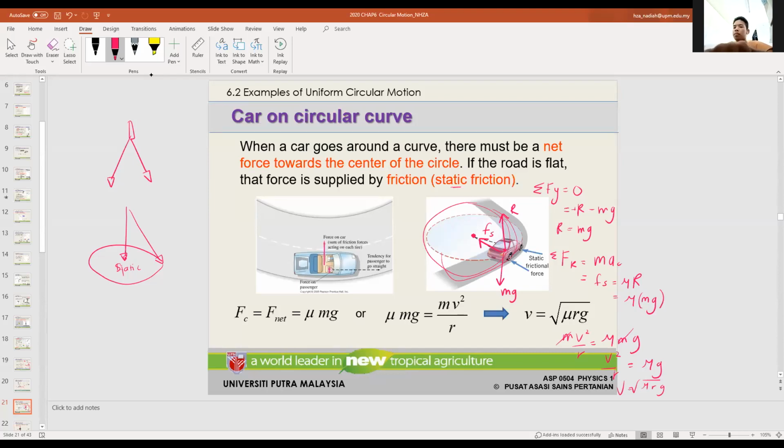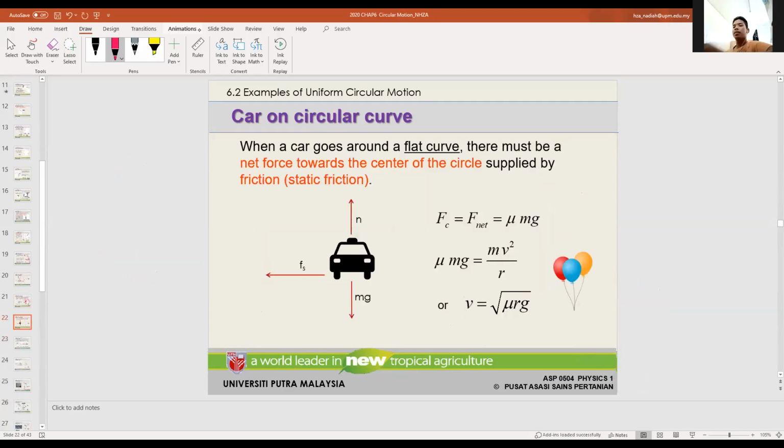Sebab benda ni tak intuitif. Bagi saya it's hard to imagine. So saya would imagine jangka lukis. Jangka lukis kena ada static kat tengah. That is what is happening for the car as well. You have static friction pointing towards the center for you to have circular motion. Okay? Okay ke? Okay, faham. Faham eh? Okay, good.